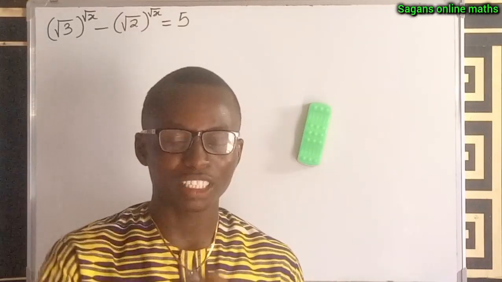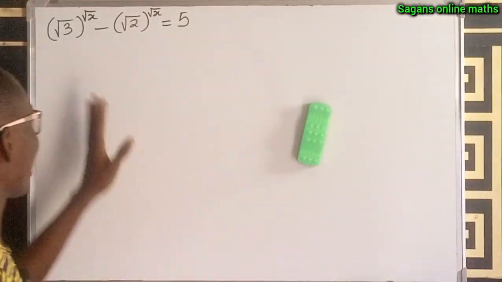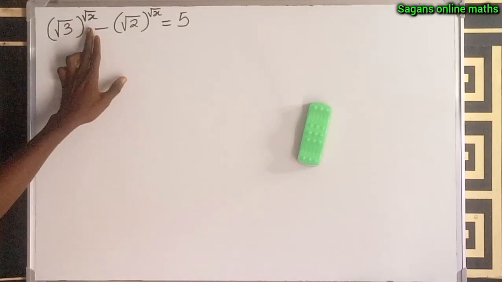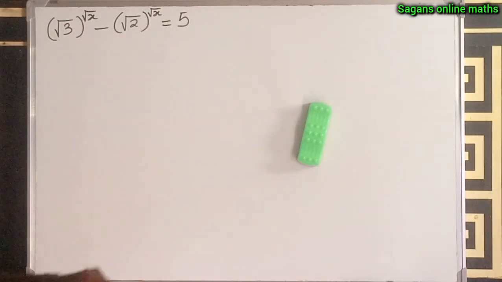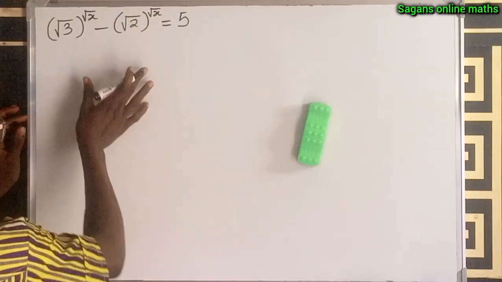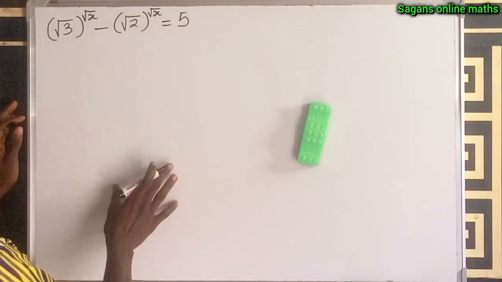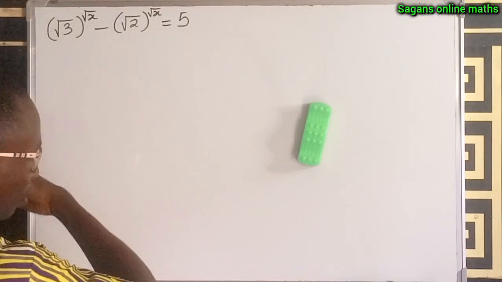And the answer must be the same. Now the same question: root 3 all to the power root x minus root 2 all to the power root x equals 5. Now we're going to use case 2 to solve, but our answer must be x equals 16, right? Remember what you did in our case 1.